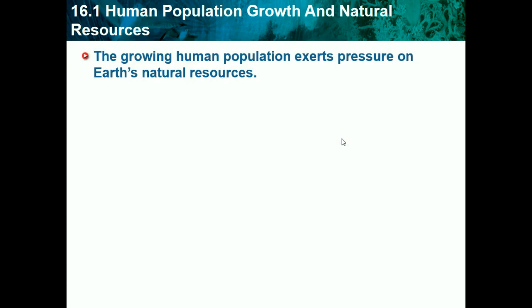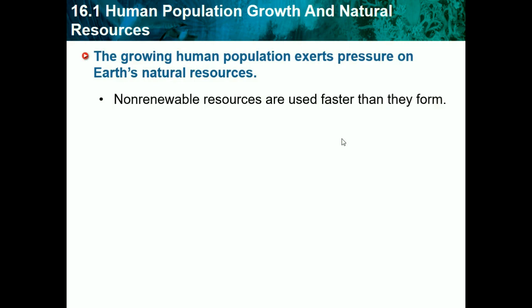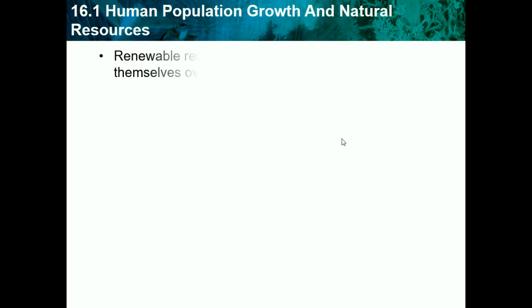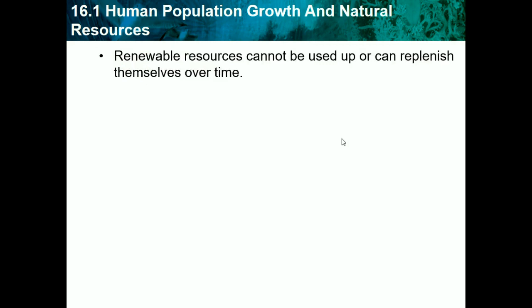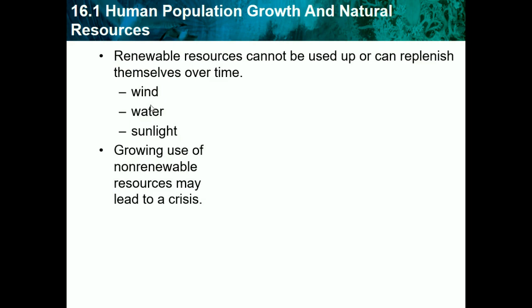The growing human population exerts pressure on Earth's natural resources. So humans are using a lot of Earth's resources. Non-renewable resources are used faster than they form. So even though we have non-renewable resources, we're using them way too much and they're not going to grow back in time, like coal and oil. Renewable resources can replenish themselves over time, but even though they can replenish themselves, as I said, we're using them up too fast. We can't use up wind too fast, but we use up water a lot, and there's also sunlight.